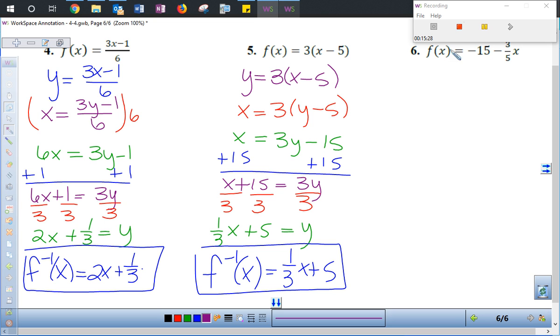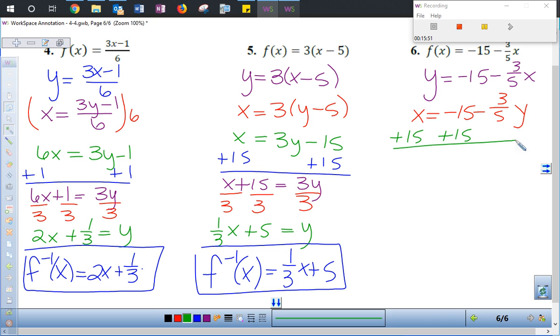Alright, one more. We're going to switch this f of x with a y, and we'll get y equals negative 15 minus 3/5 x. Switch your x and y, so x equals negative 15 minus 3/5 x, or excuse me, y. Then solve for y, so add 15 to each side. We get x plus 15 equals negative 3/5 y. Then I want to get rid of this fraction, so I'm going to multiply the whole equation by 5.